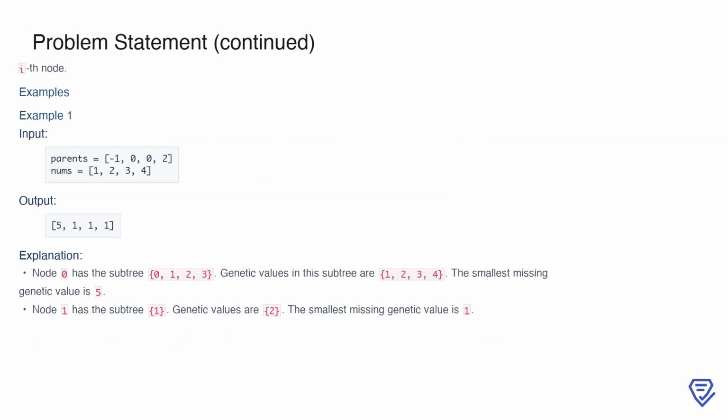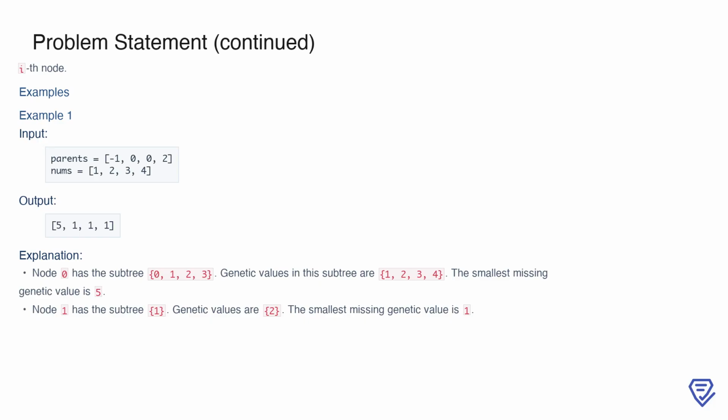To understand this problem better, let's look at an example. Consider the input parents equals -1, 0, 0, 2, and nums equals 1, 2, 3, 4. In this case, the output is 5, 1, 1, 1. Here's the breakdown. Node 0 has the subtree 0, 1, 2, 3, and the genetic values in this subtree are 1, 2, 3, 4. Since all values between 1 and n are present, the smallest missing value is 5.